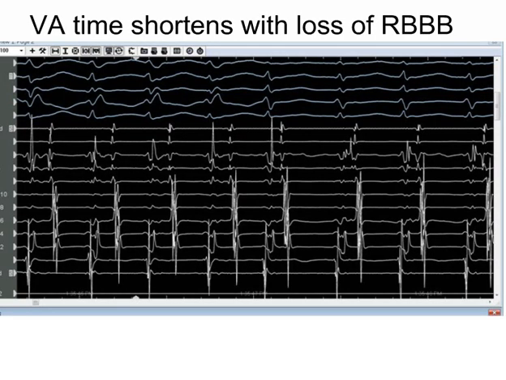Here, I gave you an example of a tachycardia that terminated every time there was loss of right bundle branch block. And this time, instead of terminating, the VA time shortens. So if it shortens with loss of right bundle branch block, you've diagnosed a right-sided pathway, probably right free wall. Look at the activation sequence. And this is a diagnostic finding.